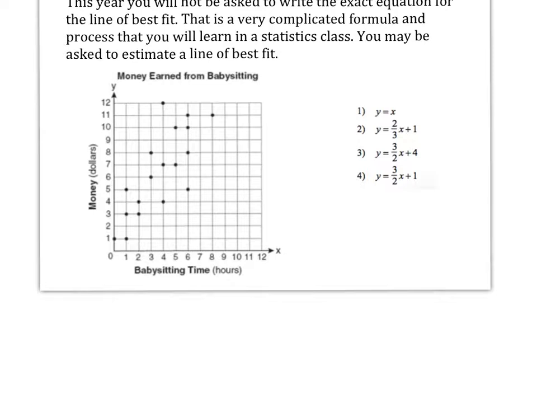So let's draw in a line of best fit, and then we are going to approximate what that line of best fit is by choosing one of these four options over here that would represent the line of best fit that we have drawn in. It's really good with a straight edge ruler, but with your line, you want to try to go through as many points as possible.